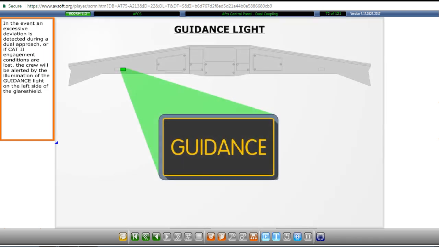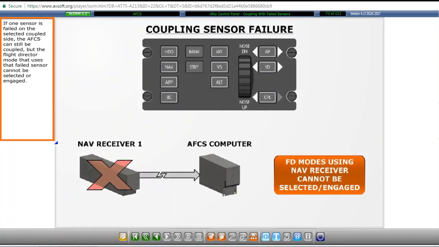In the event an excessive deviation is detected during a dual approach, or if Cat-2 engagement conditions are lost, the crew will be alerted by the illumination of the guidance light on the left side of the glare shield. If one sensor is failed on the selected coupled side, the AFCS can still be coupled, but the flight director mode that uses that failed sensor cannot be selected or engaged.